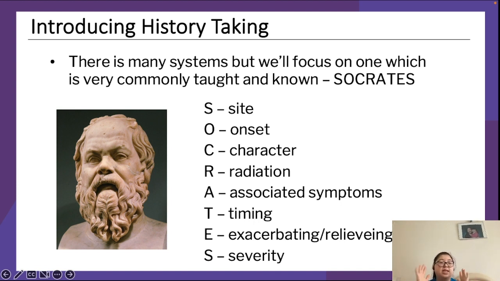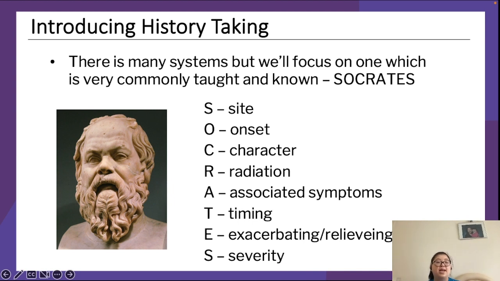Okay, onset. That's talking about how the symptom came on. For example, if we're talking about nausea or vomiting, we can ask, did you suddenly feel really nauseous, or was it kind of building over a couple of days? When did it first start? Is it on and off? Then character. How would you describe this pain, or how would you describe the nausea? How would you describe your tiredness? So just ask them to describe it.